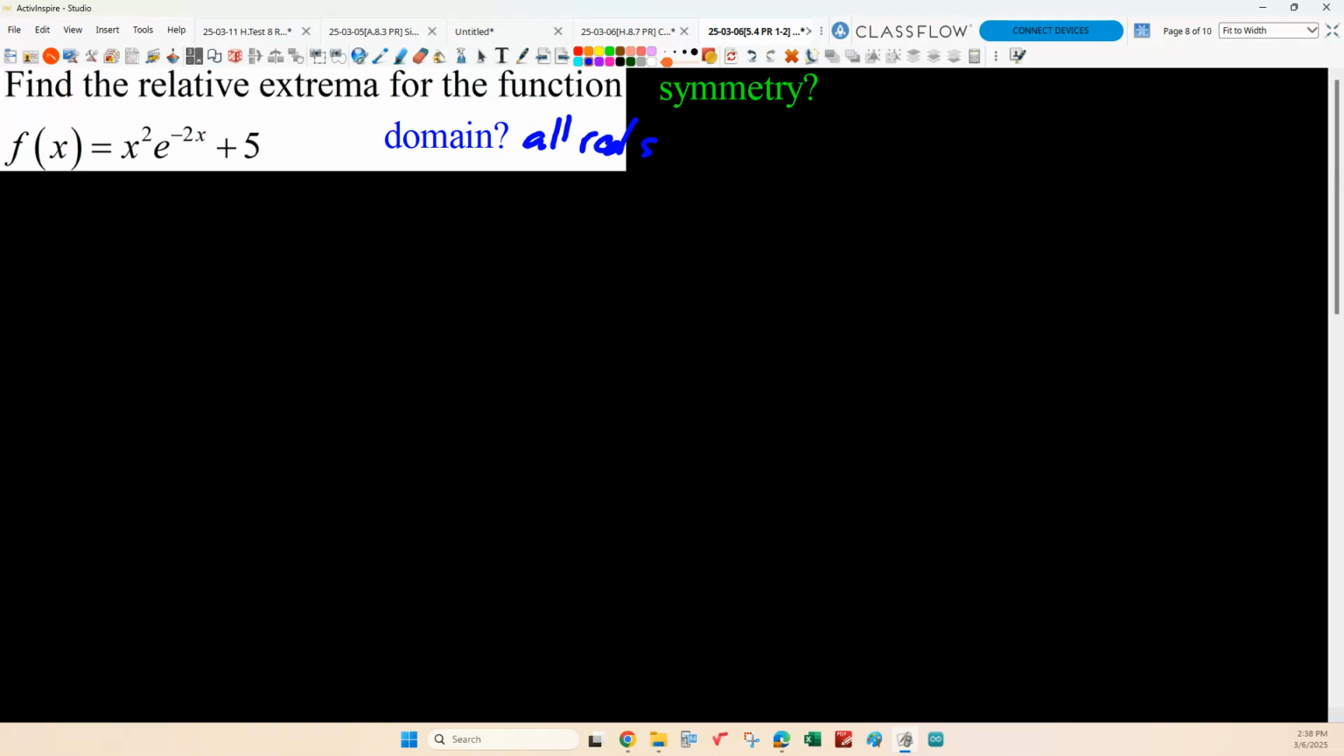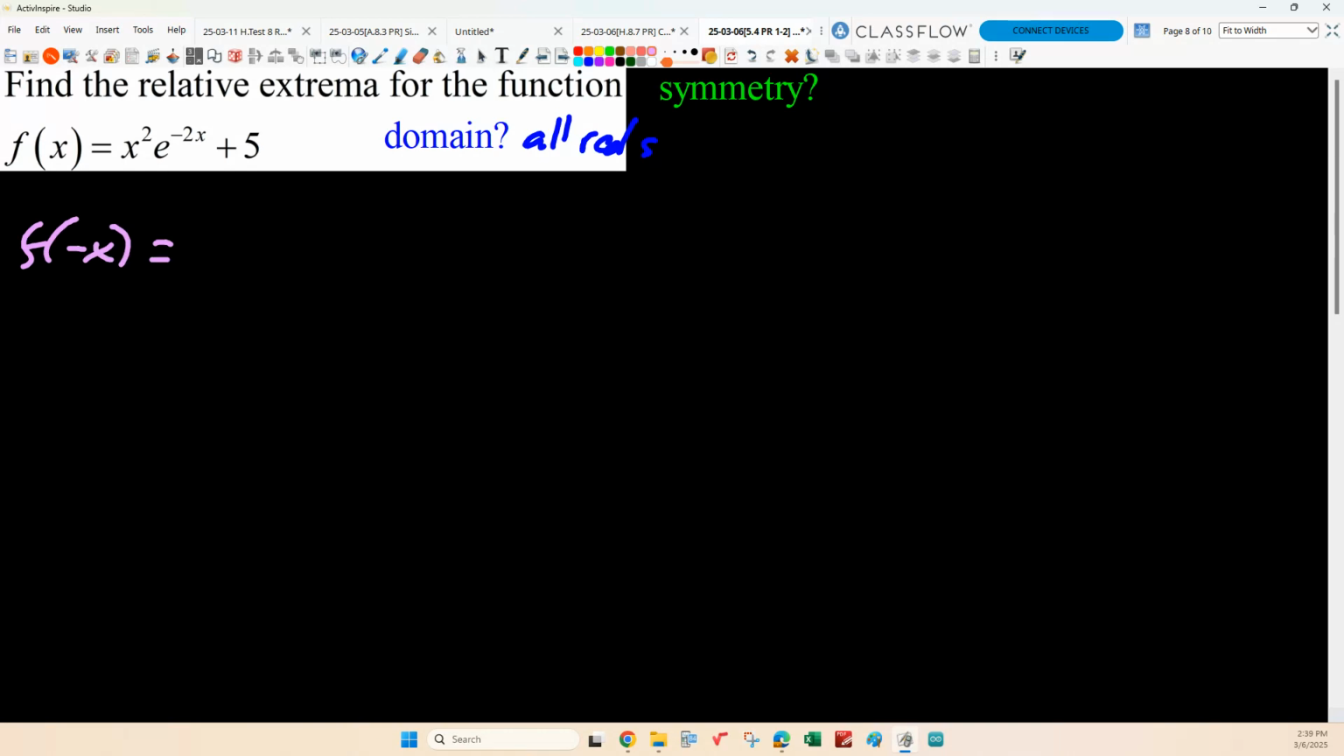How about symmetry? Well, you just have to check what would happen if I plugged negative x in. That's all you have to do, right? If I want to check for symmetry.